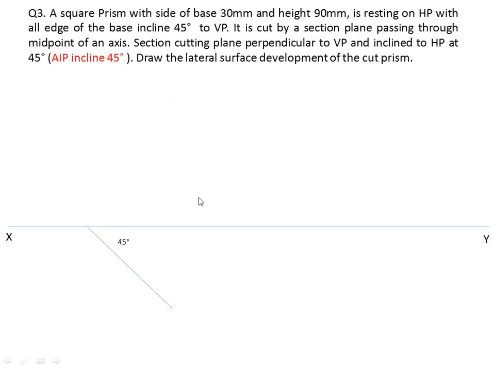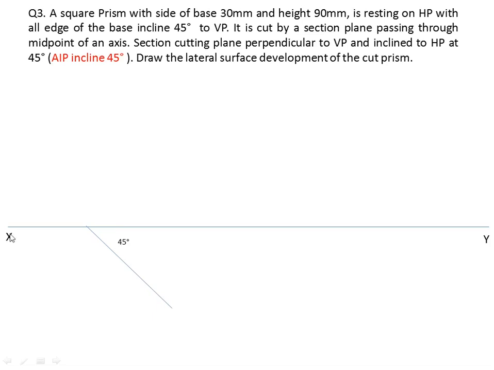Now next problem. A square prism with side of base 40 mm and height 90 mm is resting on HP with all edges of base inclined 45 degrees to VP. It is cut by a section plane passing through the midpoint of the axis. Section cutting plane perpendicular to VP and inclined to HP at 45 degrees. That means the auxiliary inclined plane is 45 degrees inclined. Full stop. Draw the lateral surface development of the cut prism.